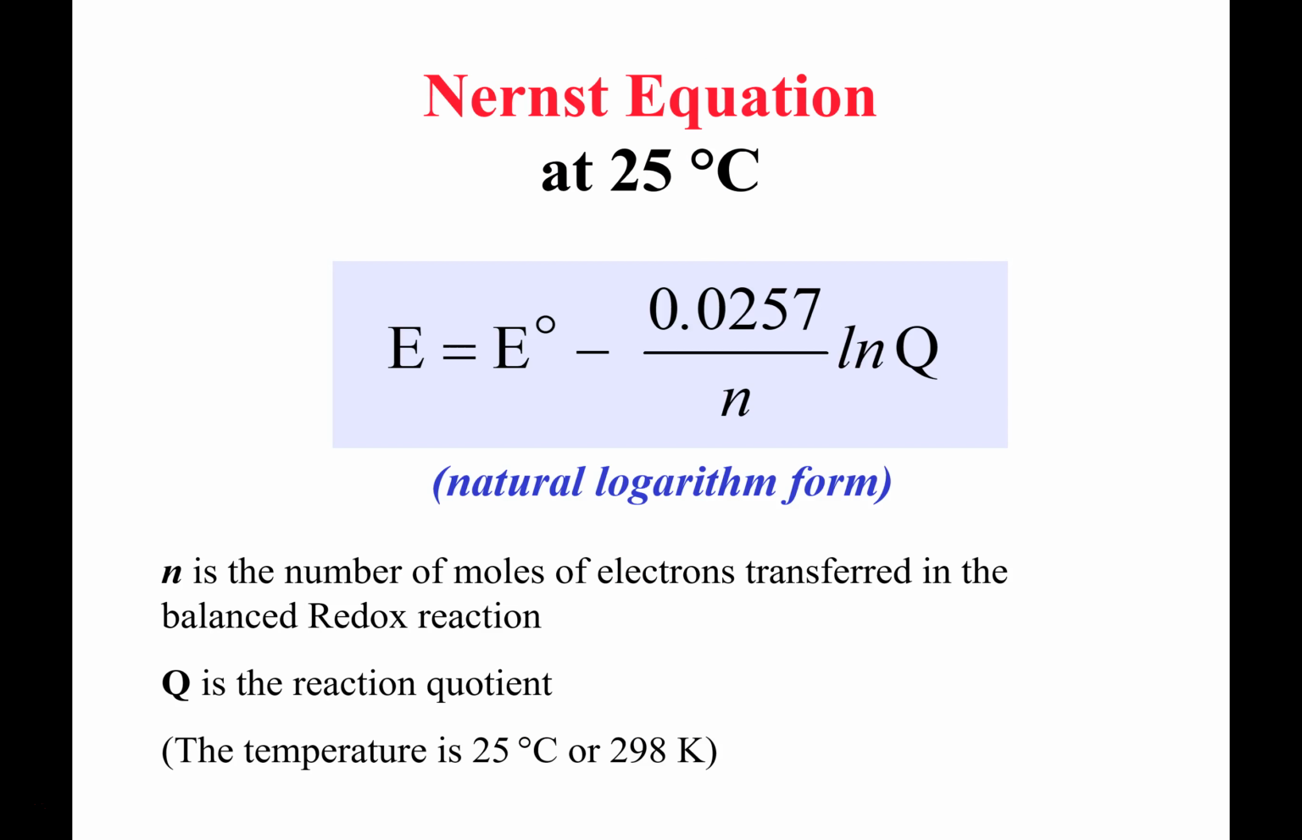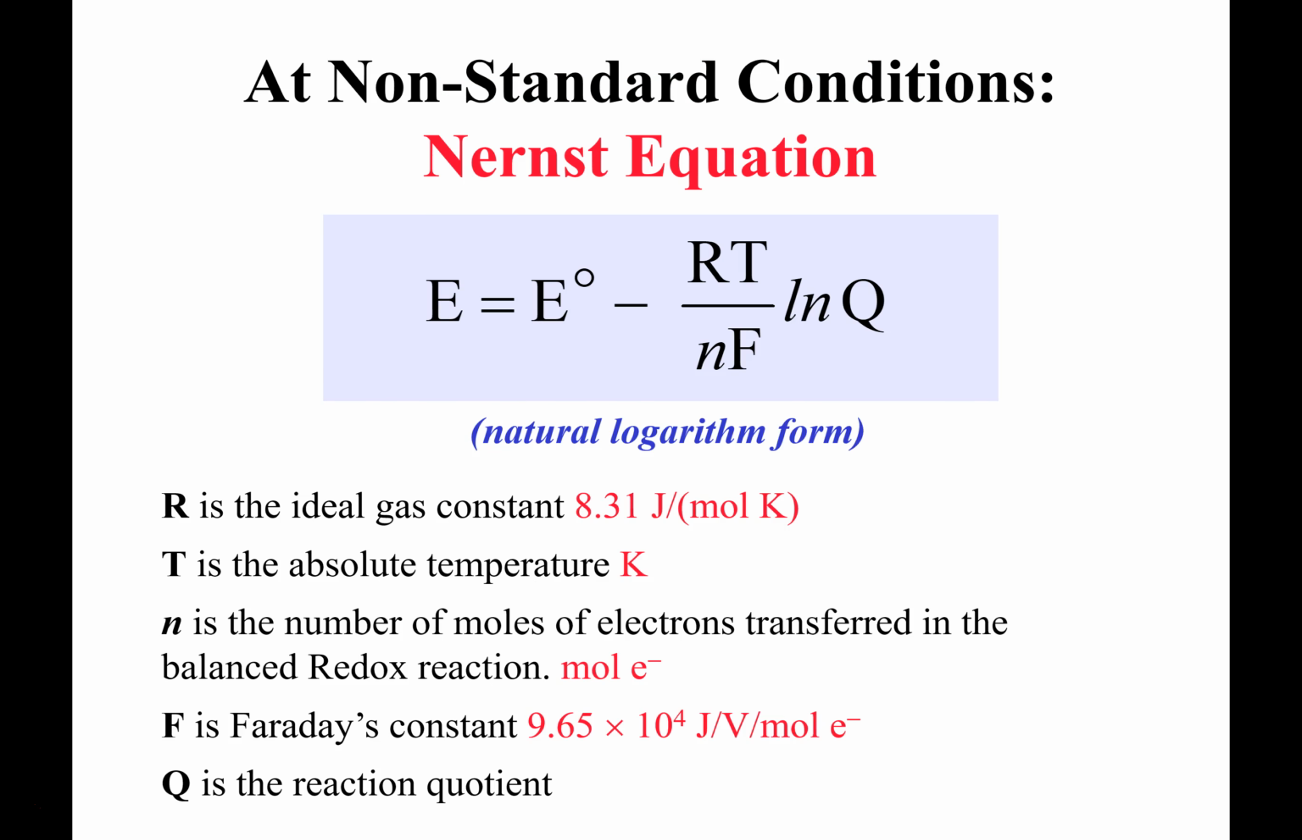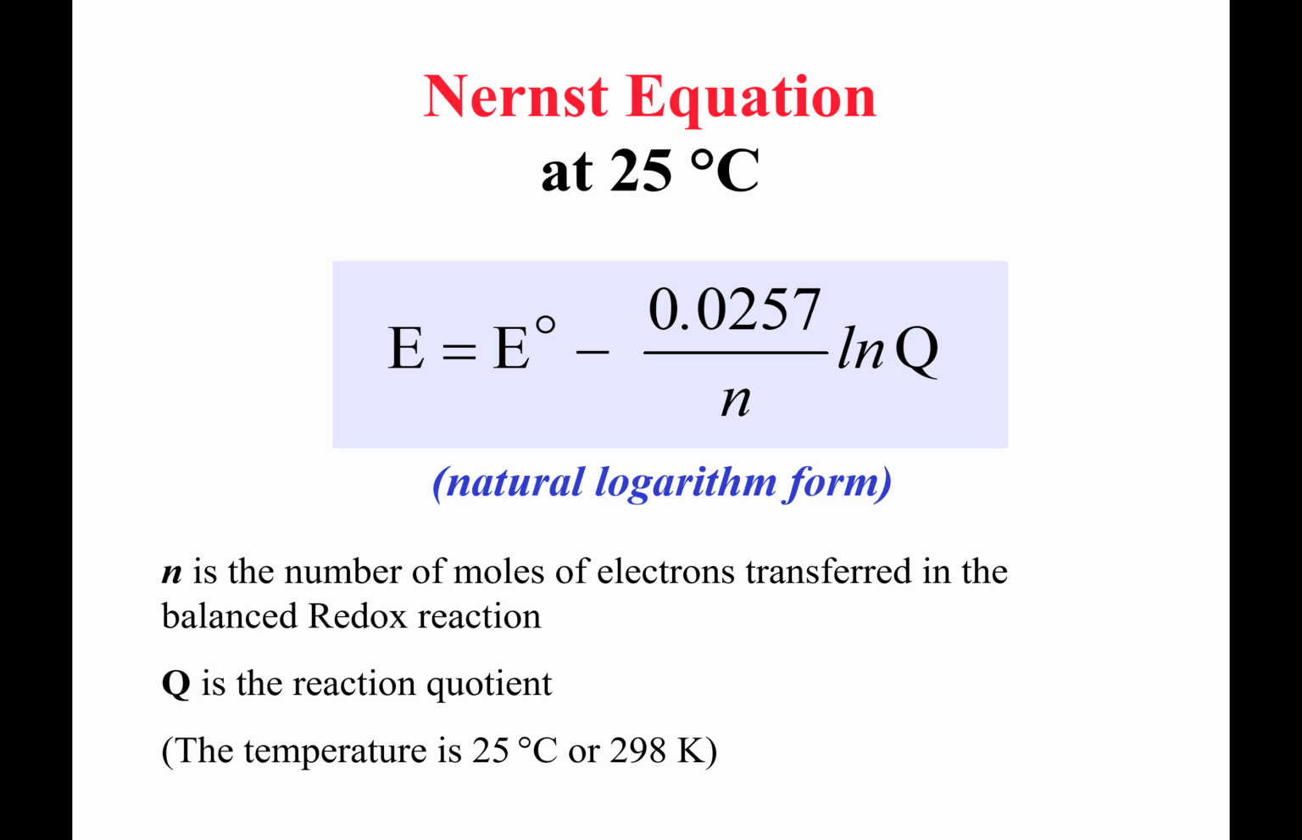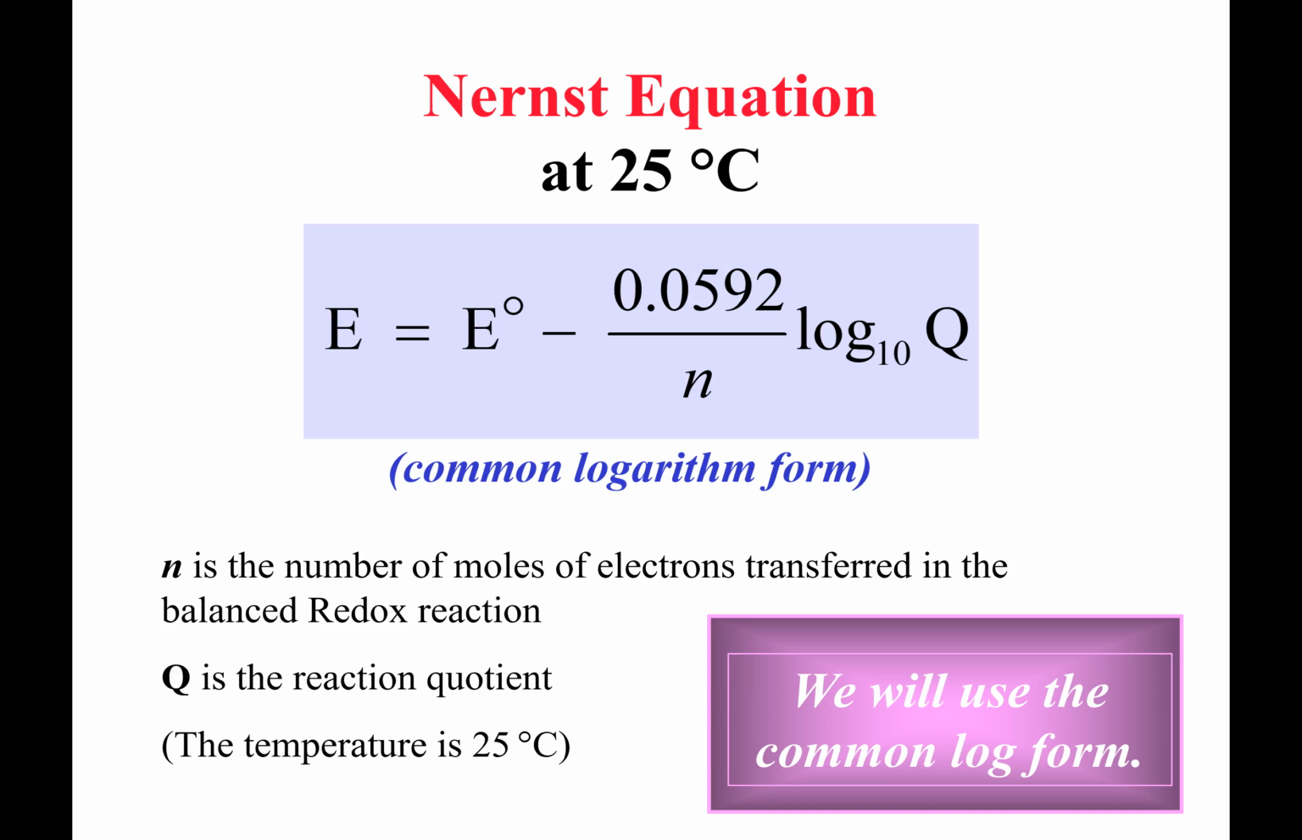The difference between these two is that we have taken R, which has a particular value, and F, which has a particular value, and if we assume it's at 25 degrees Celsius, T is 298. And so if you take those 3 variables and go ahead and divide them out, you get this form of the same relationship. But I mentioned that this is the natural log form, and what I want to concentrate more on is this form, where the difference here is now it's not the ln of Q, it's the log base 10 of Q.